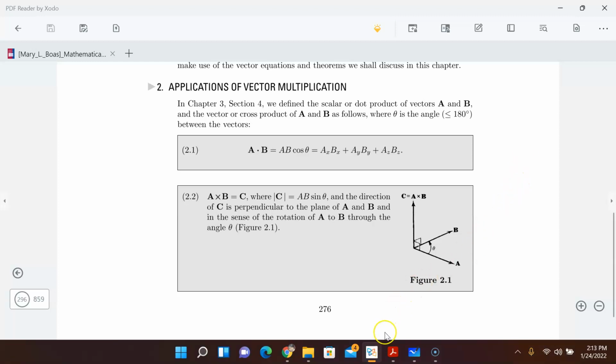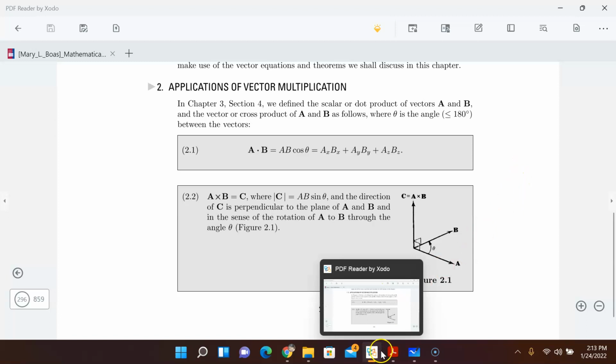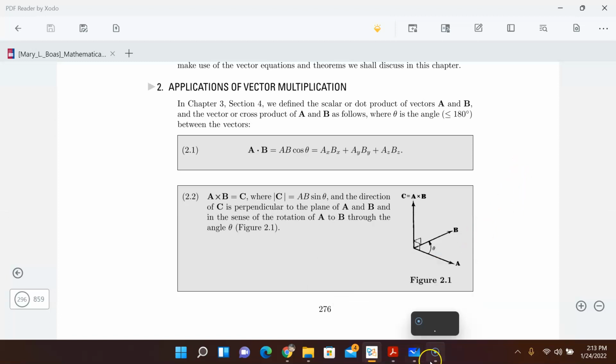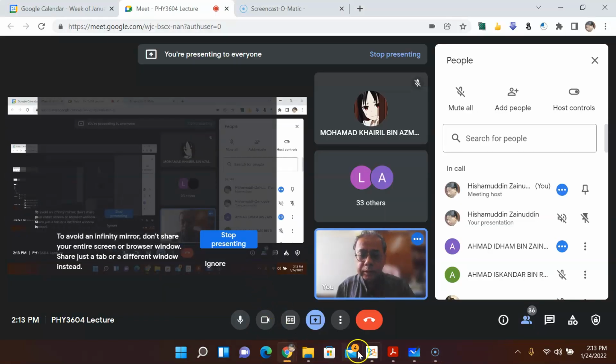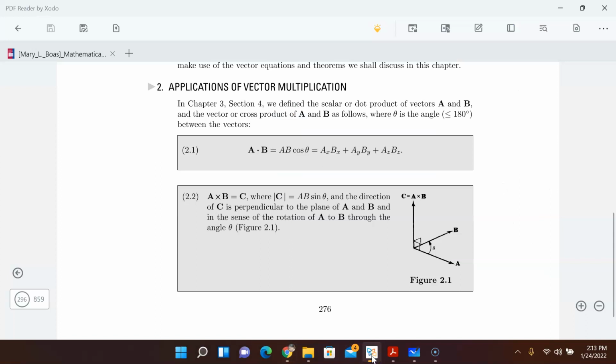Are you seeing this book? Somebody, please respond. Anyone? Okay, yes, good. Doctor. Okay, great. So I hope you can see my scribble here then.